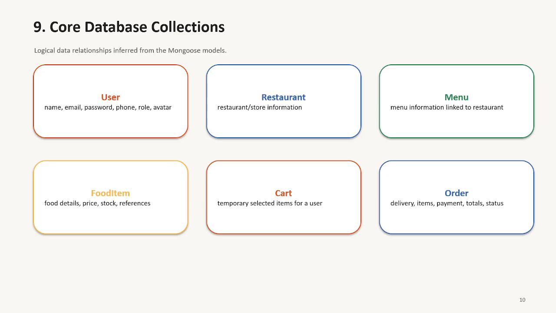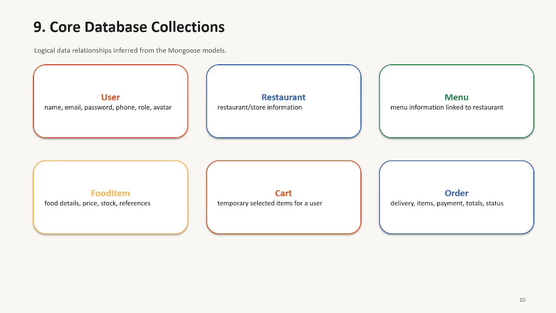MongoDB is the database used in the project. Instead of storing information in tables like an SQL database, MongoDB stores it in collections. Each collection stores a specific type of information. The first collection is user. It stores customer details like name, email, phone number, password, and user's role. The second collection is restaurant. It stores restaurant information like restaurant name, address, and contact details.